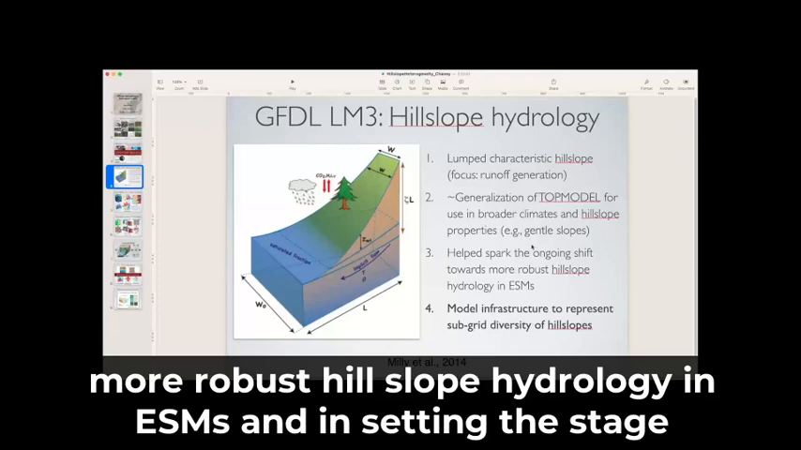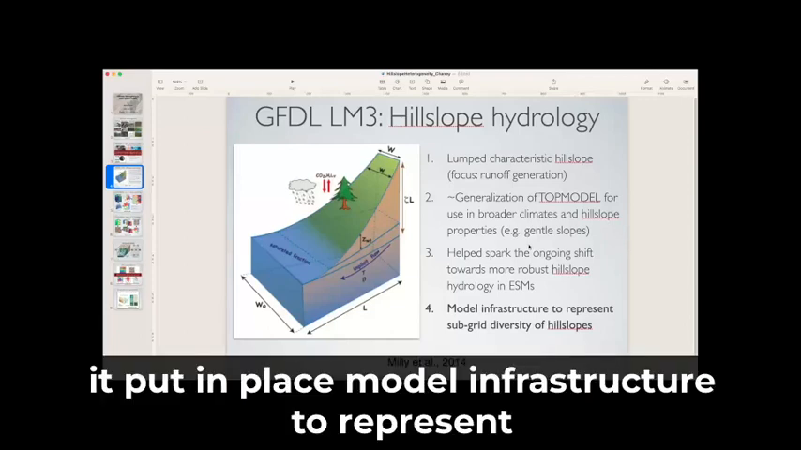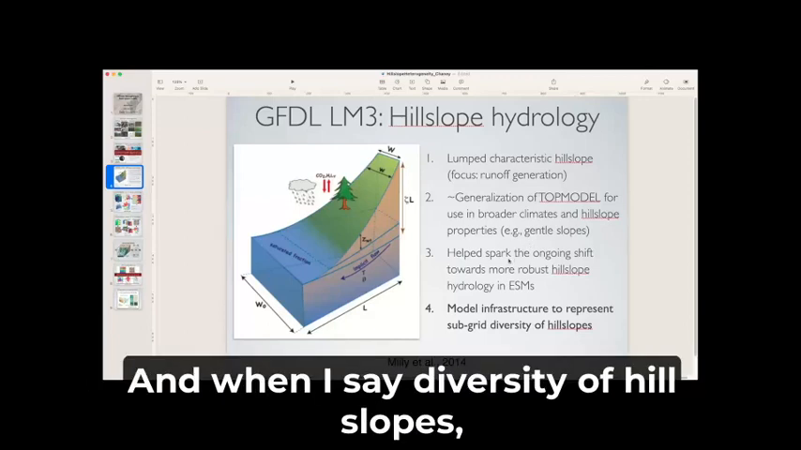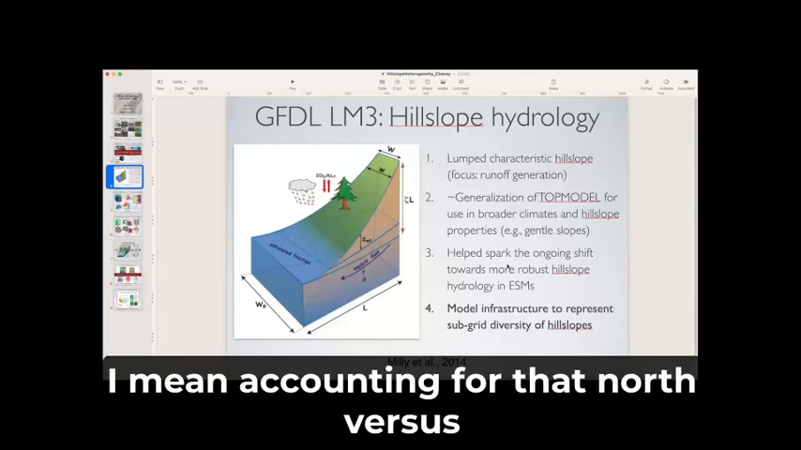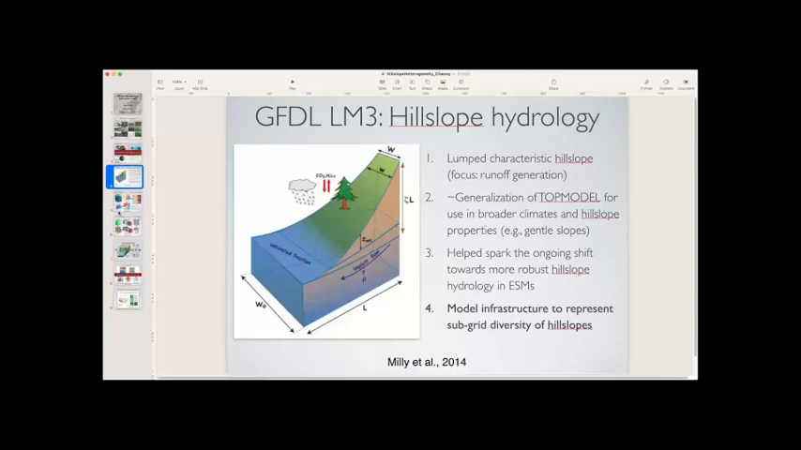And in setting the stage for a lot of the work that I was able to contribute at GFDL, it put in place a model infrastructure to represent subgrid diversity of hill slopes. And when I say diversity of hill slopes, I mean accounting for that north versus south, convergent versus divergent.